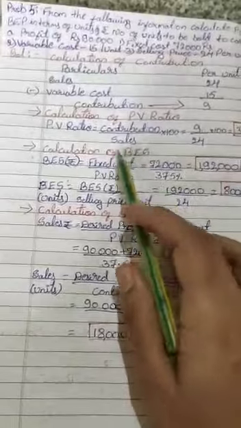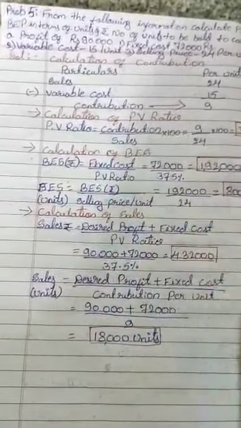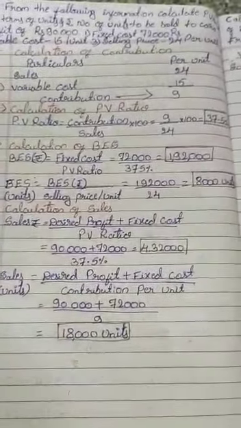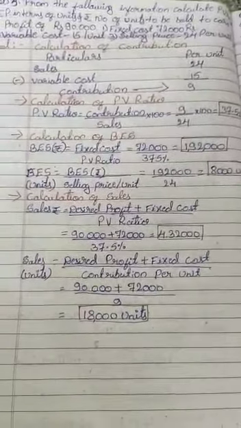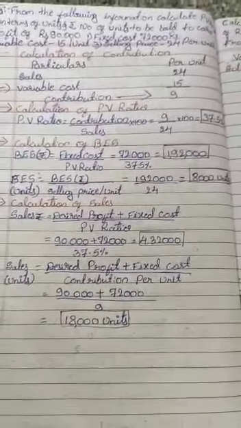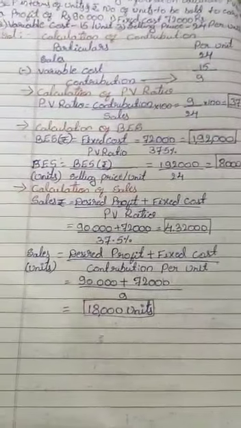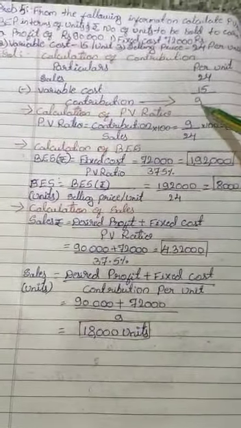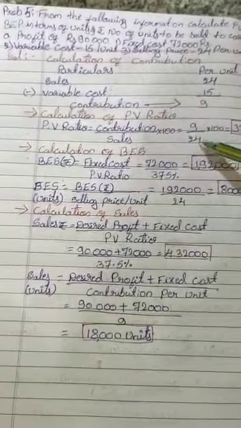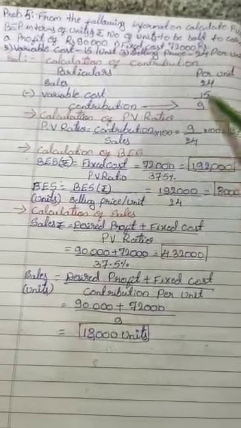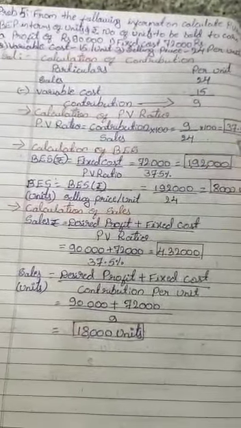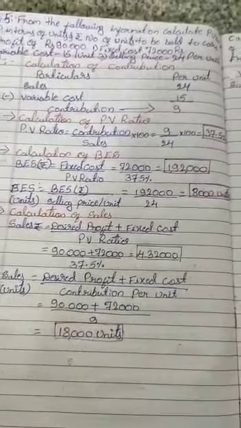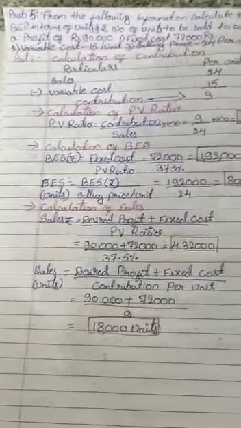Then let us calculate the PV ratio. To calculate the PV ratio, the formula is contribution divided by sales into 100. The contribution is 9, which we have already found, divided by 24, which is the sales, into 100. We will get 37.5%, which is the PV ratio.